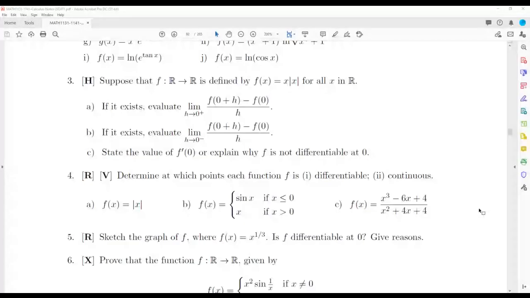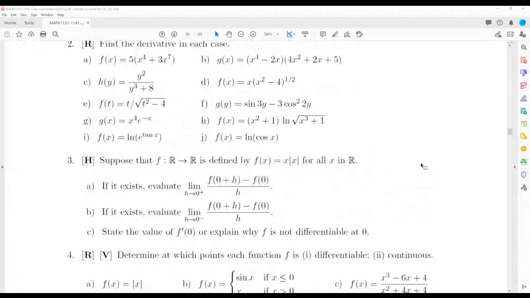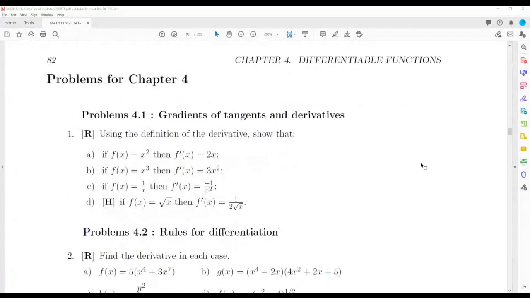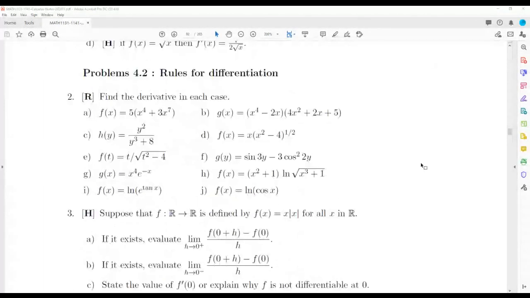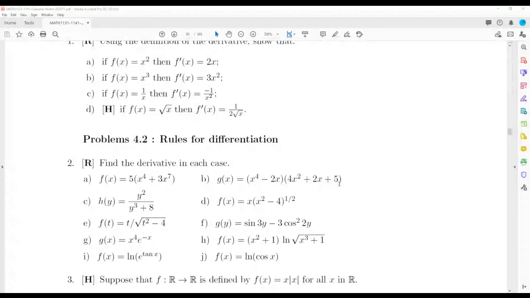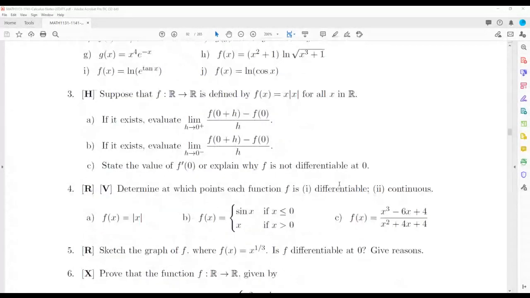So this is a tutor-led tutorial. So I'm going to be stepping you through the problems. This is page 82 in the booklet. You can see the first few questions are find derivatives and all that sort of stuff. I'm going to start with question 3, which is a hard one, but actually I'm not really sure why this is a hard one, maybe because it involves limits.